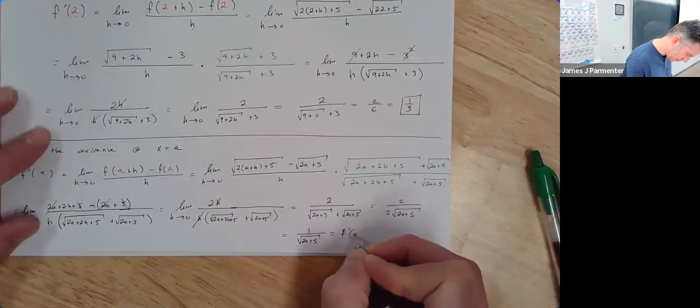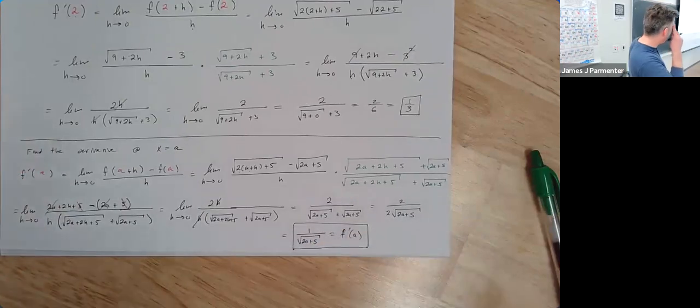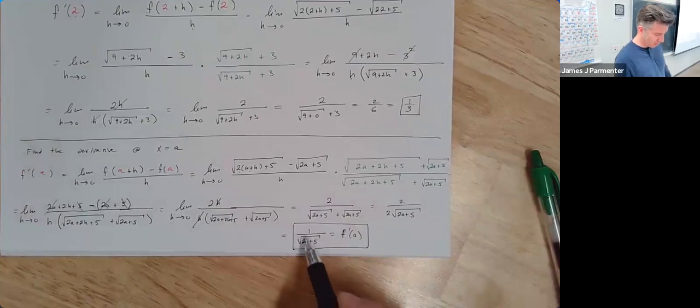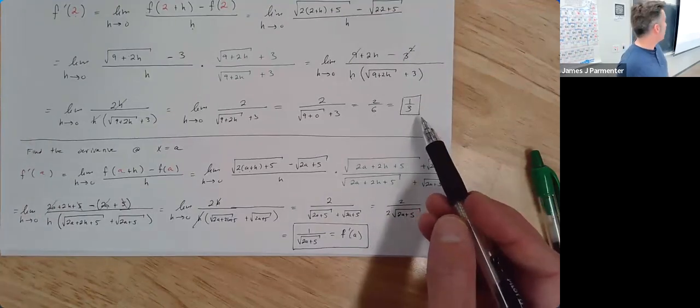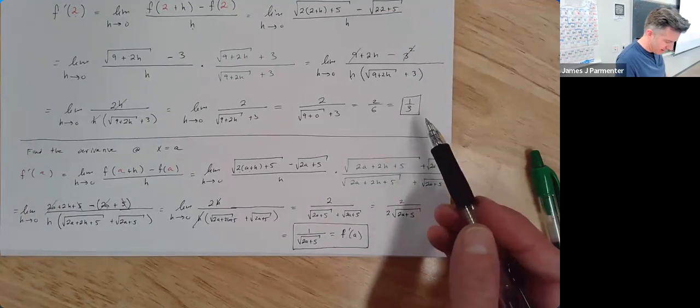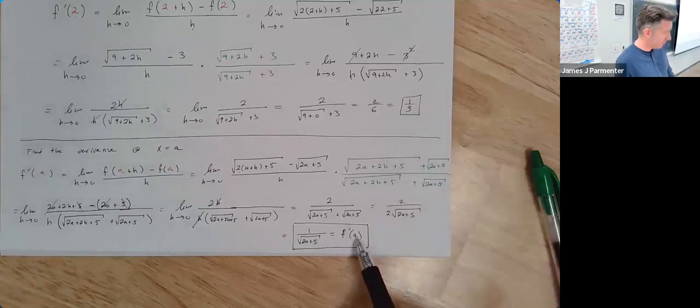That's f prime of a. Now I'll point out, I can find f prime of 2 really easily. If I plugged in 2 for a, I get 1 over the square root of 2 times 2 plus 5, which is 1 over the square root of 9, which is 1/3, just like I got here. But I can also plug in 10 really easily and get f prime of 10 is 1 over the square root of 2 times 10 plus 5, which is 1 over the square root of 25, which is 1 over 5.